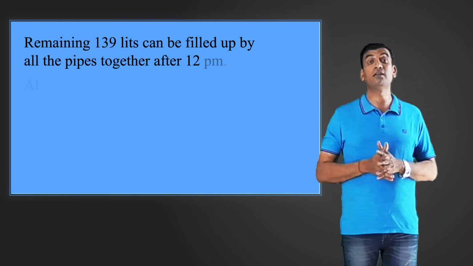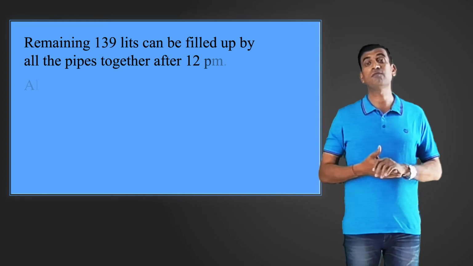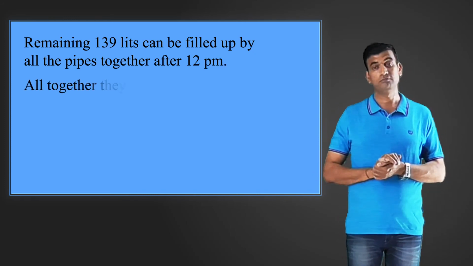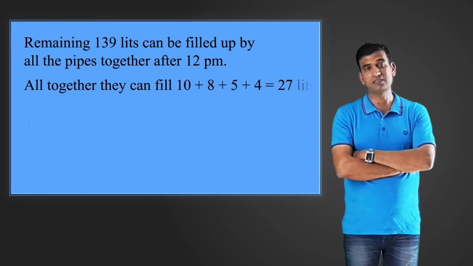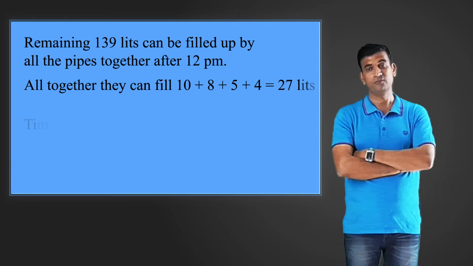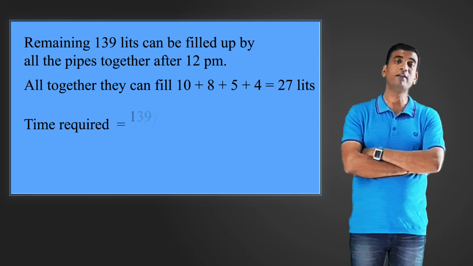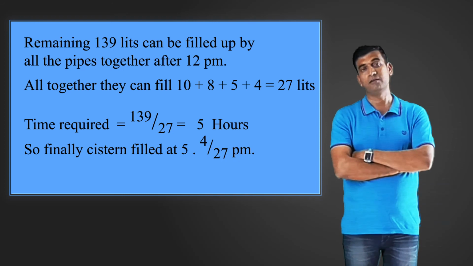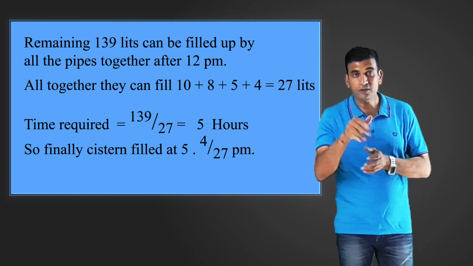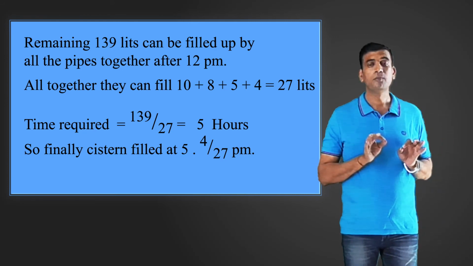So when all work together, what is their efficiency? You add up all the 4. Here we are having 10 plus 8 plus 5 plus 4, all total 27. Okay. So remaining we are having 139 and all efficiency is 27. 139 divided by 27. So this is 5 and 4 by 27 hours, the time after 12. So the tank will fill at 5 p.m. plus 4 by 27.